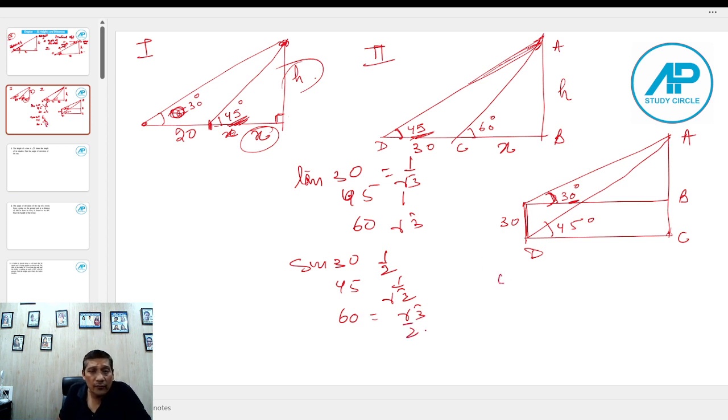Same for we use the value for cos. Cos 30 is root 3 by 2. Cos 45 is 1 by root 2. Cos 60 is 1 by 2. So please learn these values.